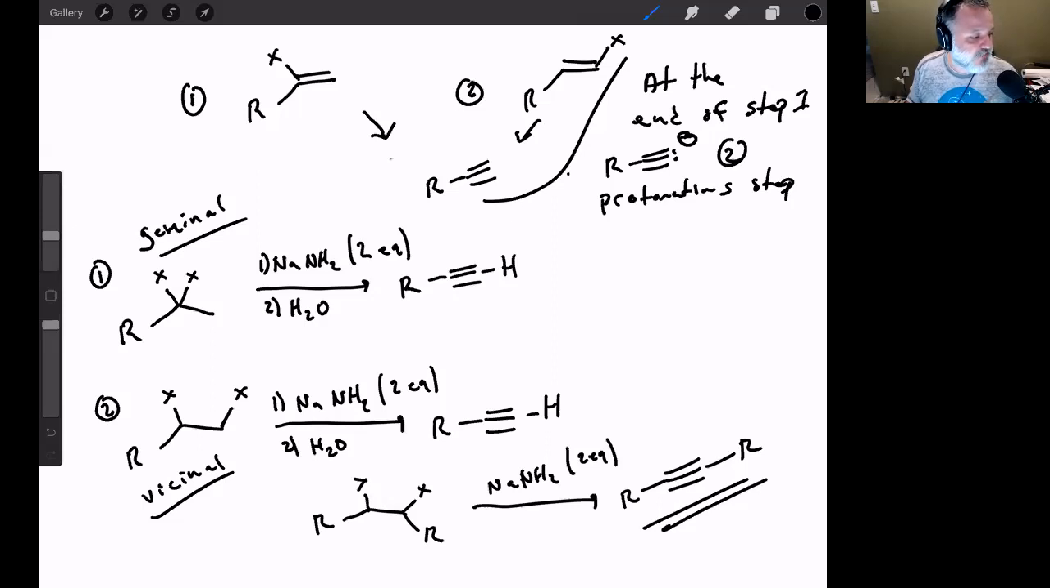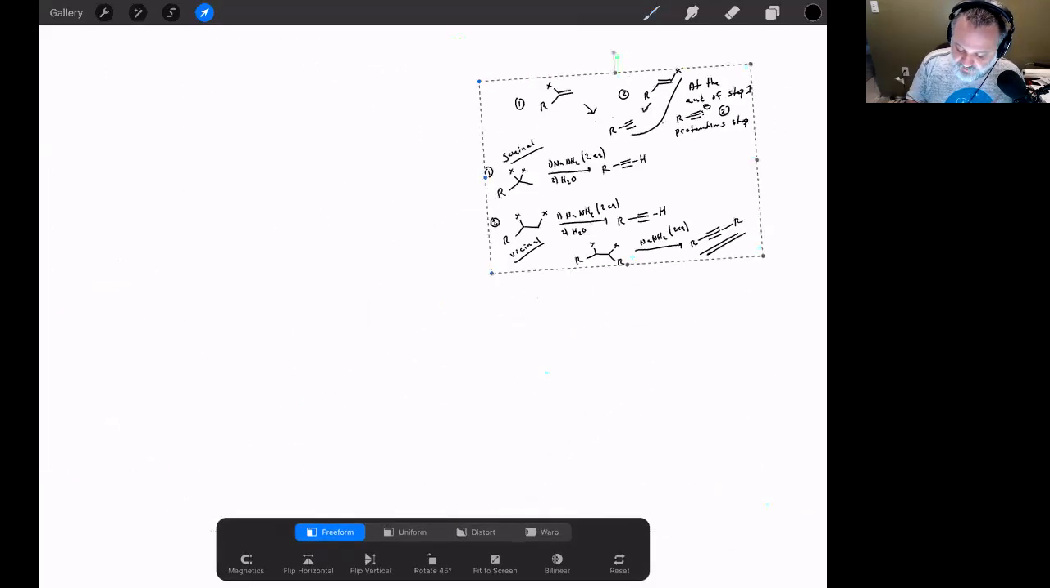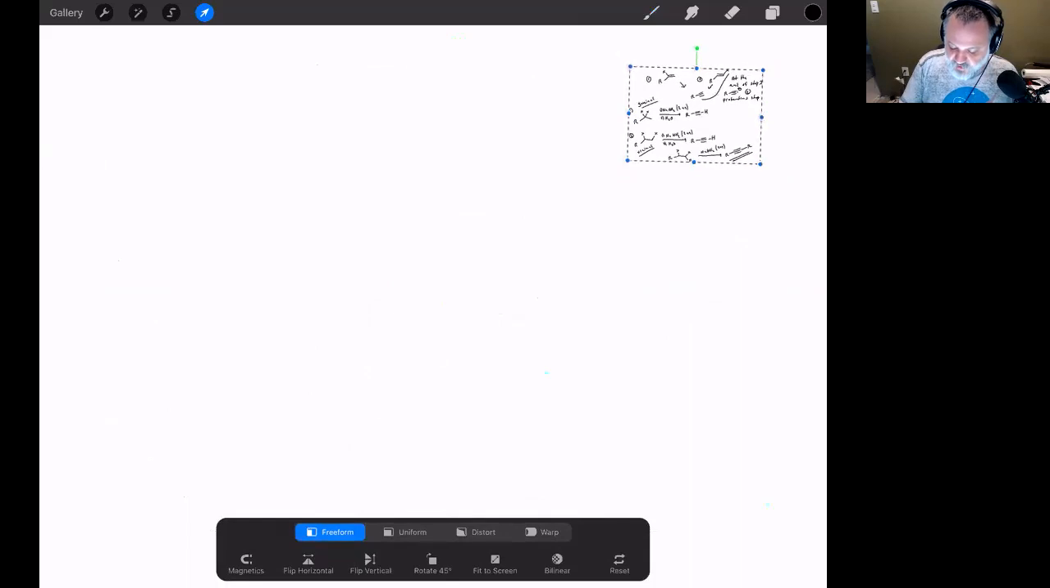We talked about reacting alkynes with HX, whether it's one equivalent or in excess, whether we're going to form a vinyl halide or a geminal dihalide. We can form that from an alkyne.